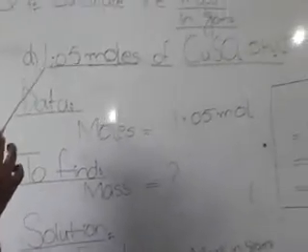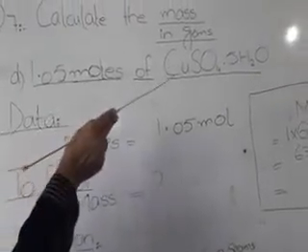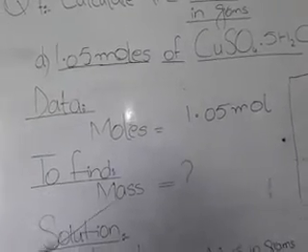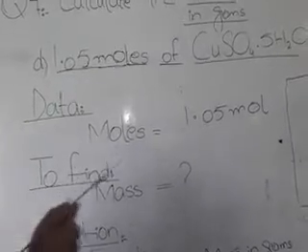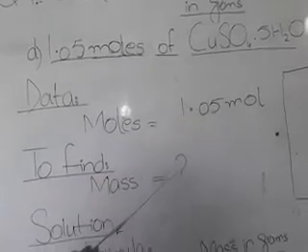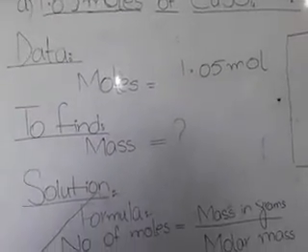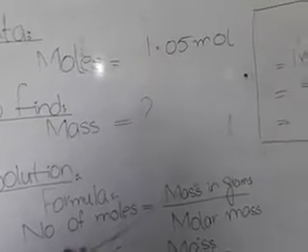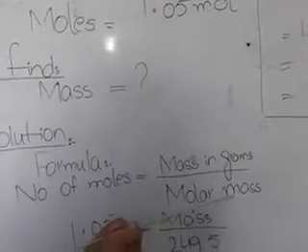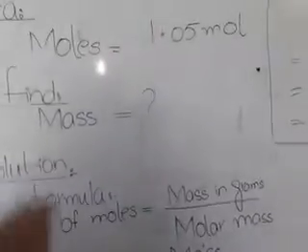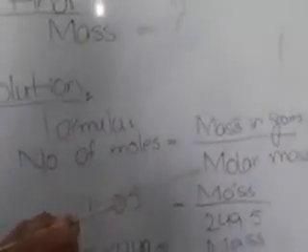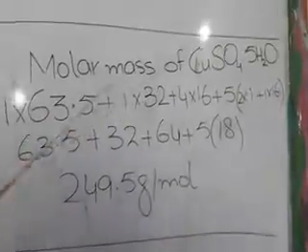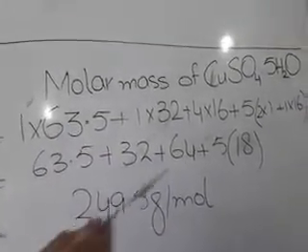1.05 moles of copper sulfate, and you are asked to calculate its mass. Data: moles are given, mass to be calculated. Solution: writing formula first. Moles will be equal to mass in grams over molar mass. Checking the data and the formula, we don't have molar mass. So calculating the molar mass, putting the atomic masses there, multiplying with the number of atoms for all the elements.